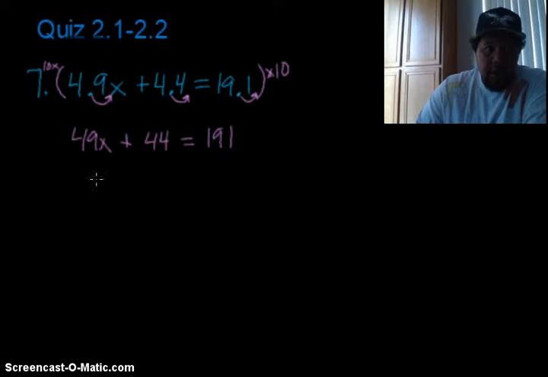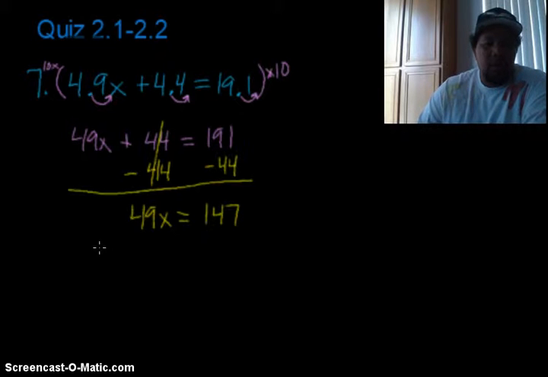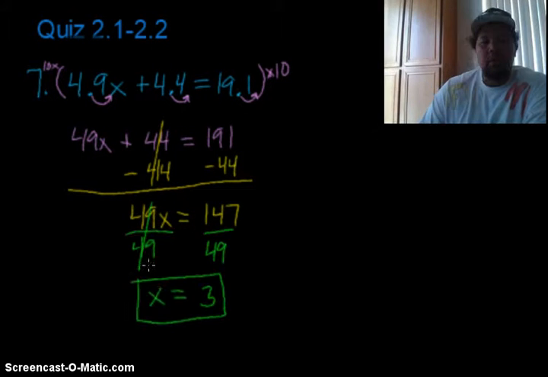All right, so now it's just a normal two-step equation. I'm going to subtract 44 from both sides, resulting in 49 times x equals 147. And now I'm going to divide both sides by 49 to get this x by itself, since 49 is being multiplied. So x equals 3.